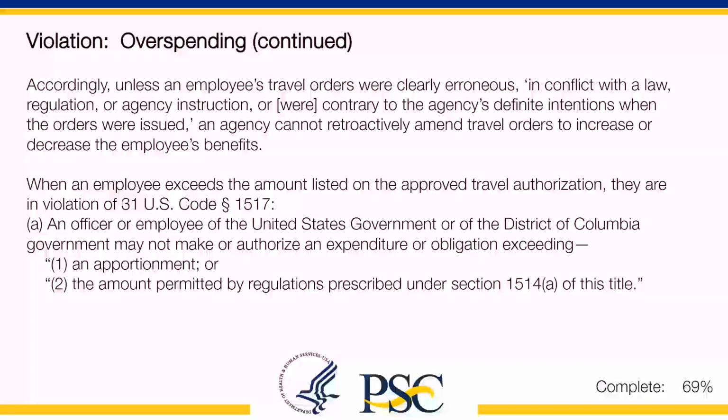When an employee exceeds the amount listed on the approved travel authorization, they are in violation of 31 U.S. Code Section 1517(a). An officer or employee of the United States government or of the District of Columbia government may not make or authorize an expenditure or obligation exceeding 1. an apportionment, or 2. the amount permitted by regulations prescribed under Section 1514(a) of this title.